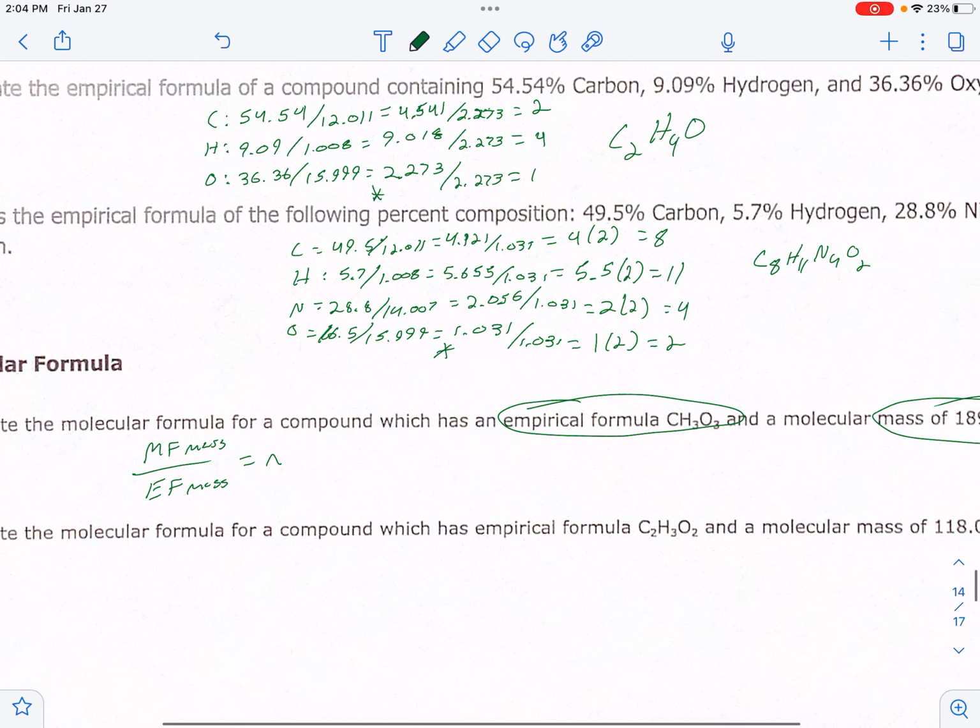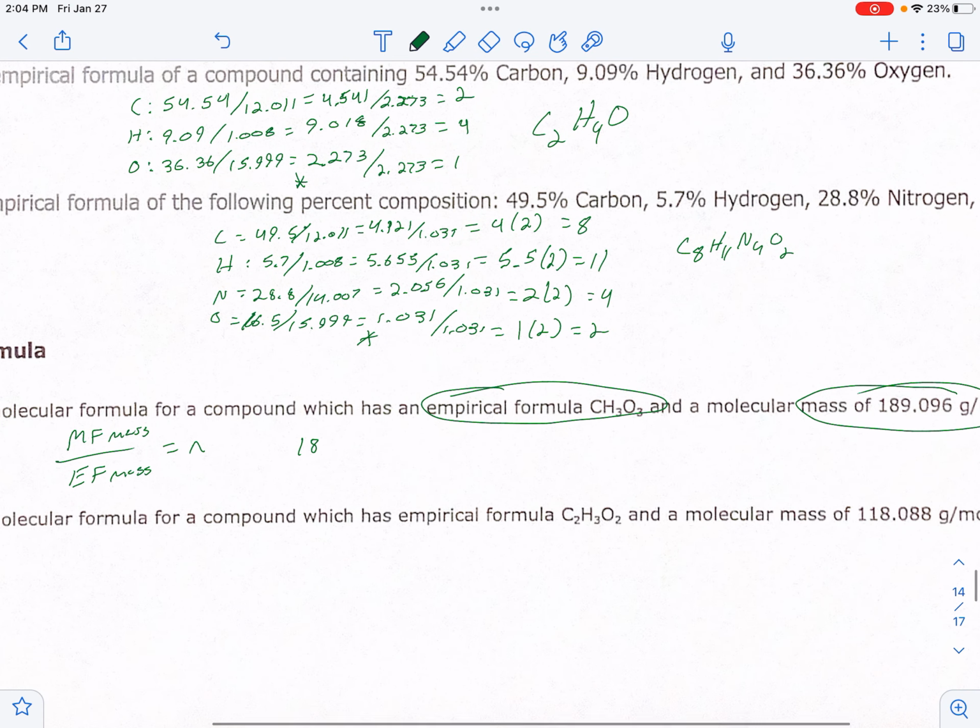So I'm going to take that 189.096, which is my molecular formula mass, and divide it by my empirical formula mass. Now, how do I get that? I'm just going to figure out the mass of CH3O3. So just add up 1 carbon, 3 hydrogens, and 3 oxygens, and you get 63.032. So I take that molecular formula mass, divide it by that, and I get the nice number 3. That 3 is going to tell me what to multiply my empirical formula by.